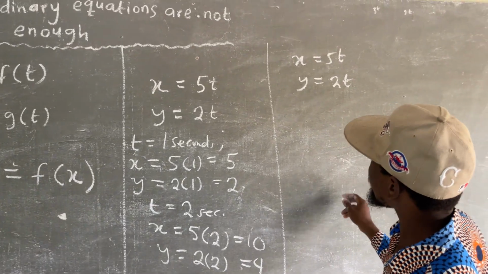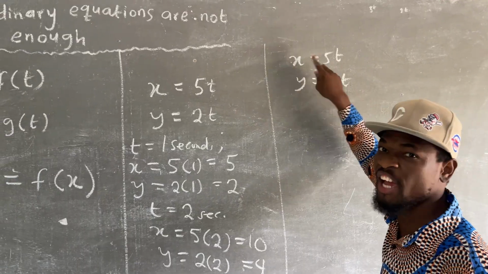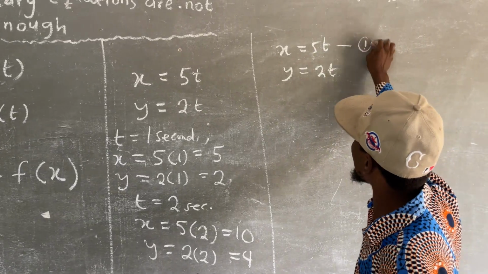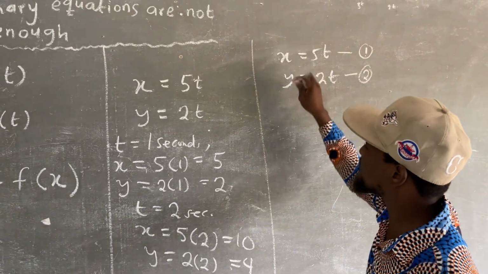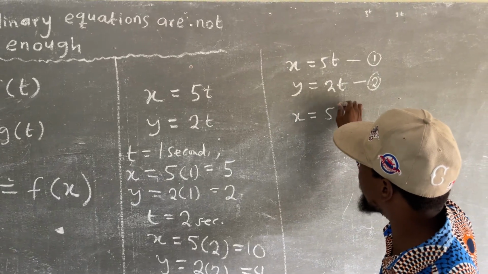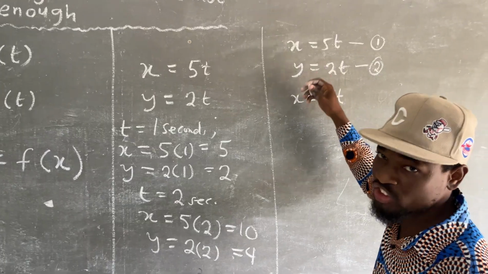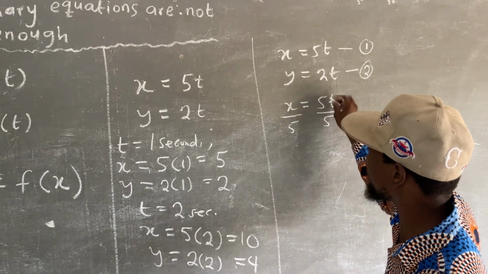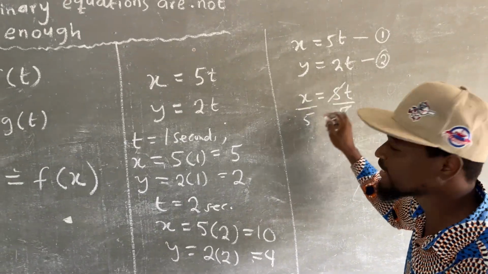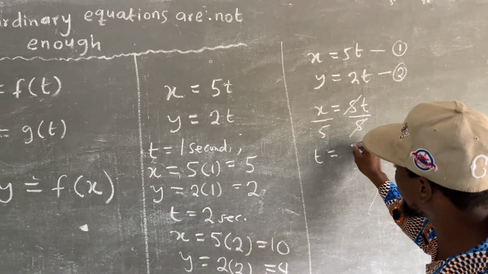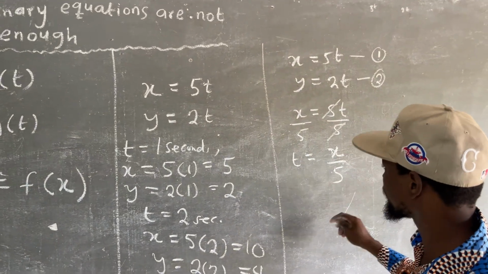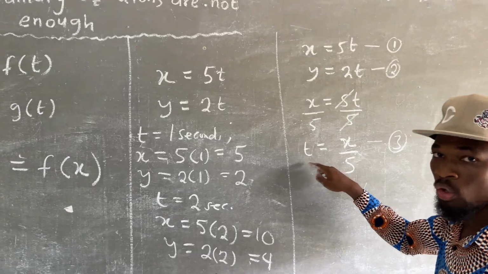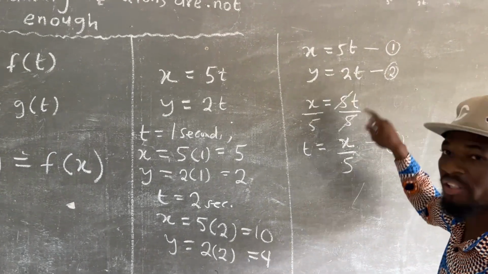I can decide to make t the subject in any of the equations. I can call this equation 1 and this equation 2. I have x equal to 5t. Now let me make t the subject from equation 1. If I divide both sides by 5, the 5 cancels 5. So I have t equal to x over 5. Let us call this equation 3.